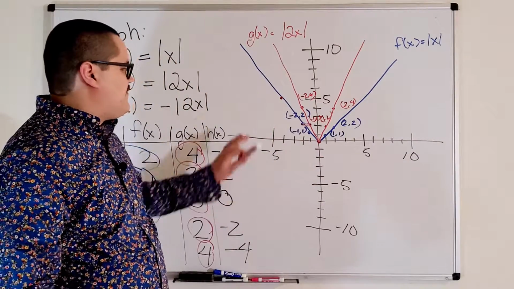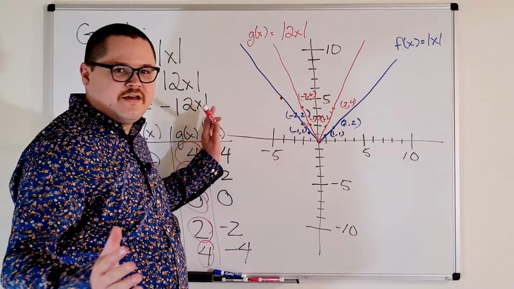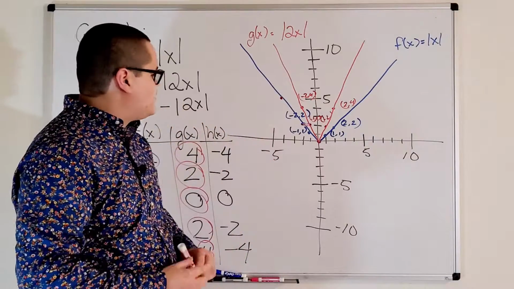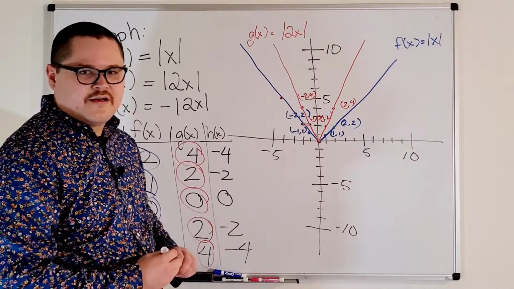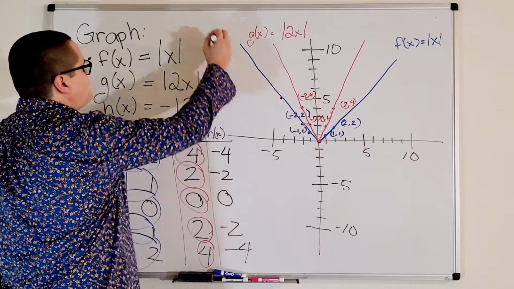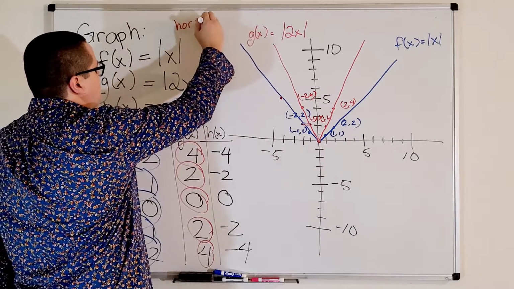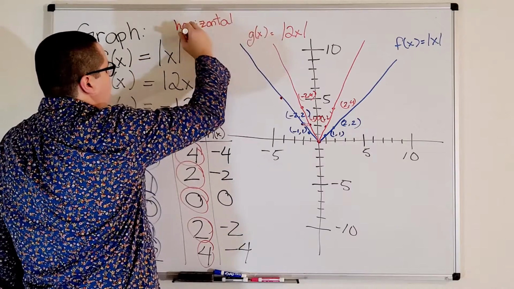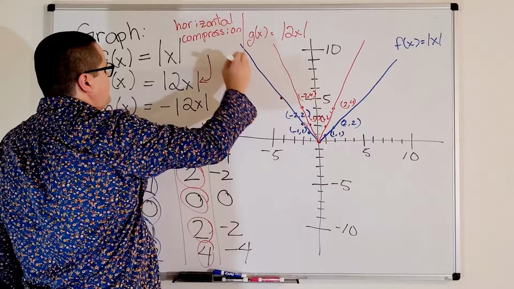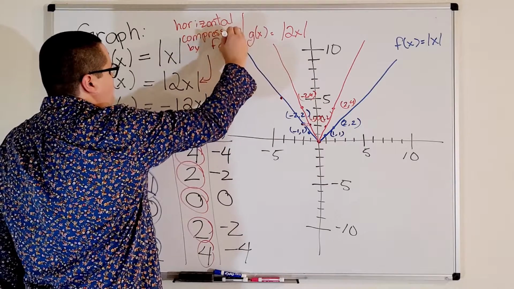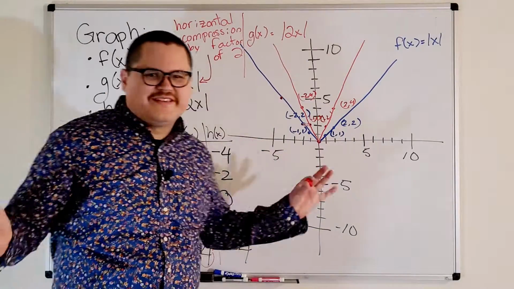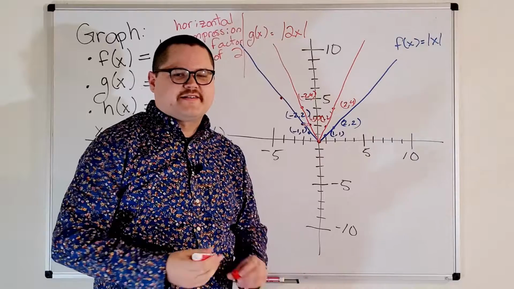So this is a horizontal compression along the x-axis by a factor of 2. So let's write this here. Horizontal compression by factor of 2. Everything's squeezed together to be twice as close to the y-axis as it was before.